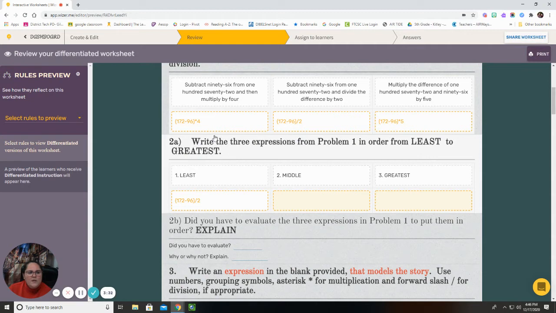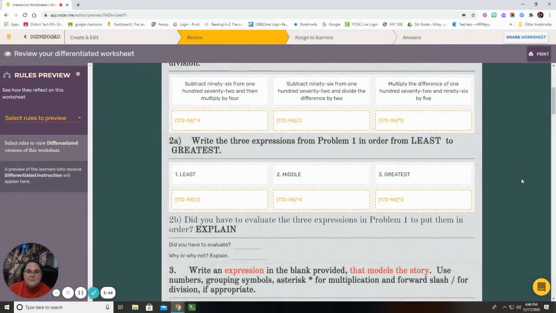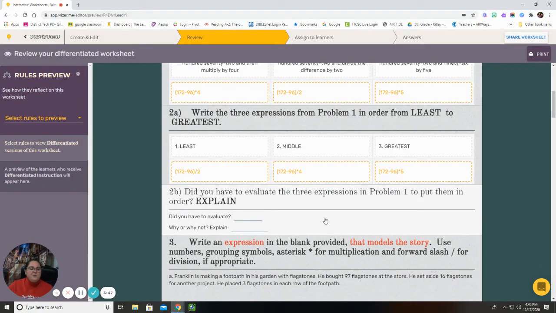Now, which one would be my largest? If I multiply something by 4 or if I multiply by 5? For this one, you should have chosen multiply by 5. And then multiply by 4 would be in the middle. Now, did you have to evaluate? On this question, you actually need to type. So you click where the line is right here, and you will type. Did I actually have to find the answers to those questions? No.